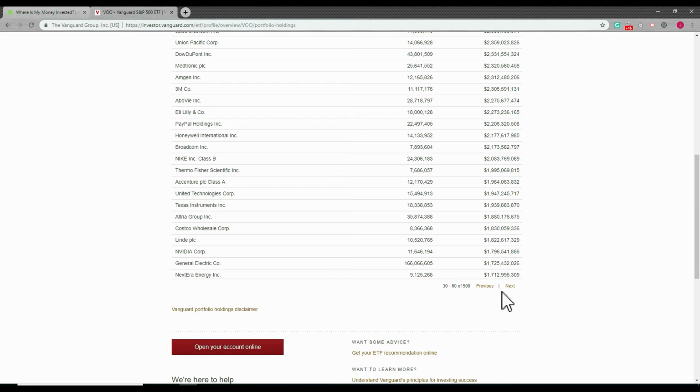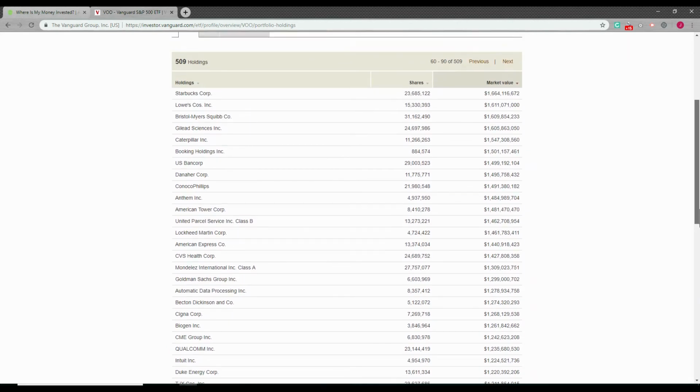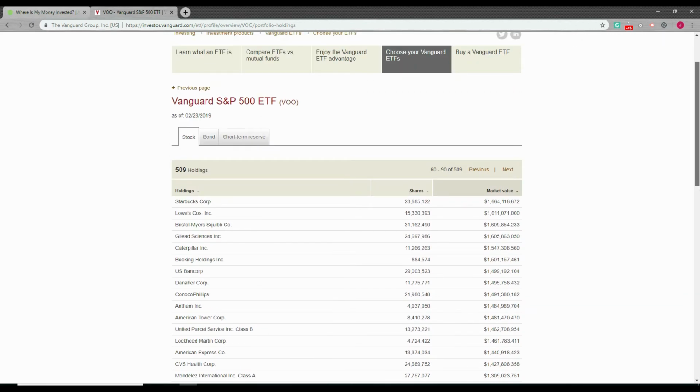And like I said, you can just click through. And if you want to see all 500, you could definitely do that. So that's what the large company stocks portfolio is made out of. It has 500 stocks in it. All right. And you can see it says S&P 500. So they have 509. So a little bit over 500. All right. So let's check out the next one.